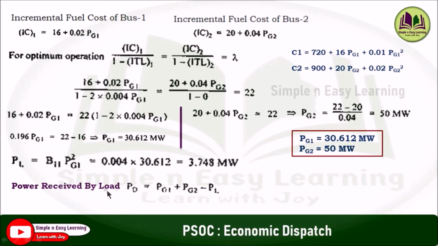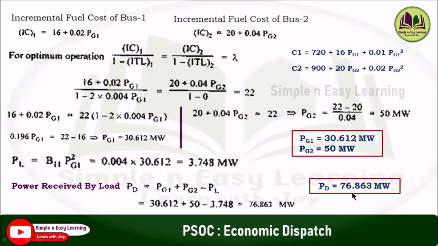Now the power received by load PD is equal to PG1 plus PG2 minus PL, the generation minus the loss. So 30.612 plus 50 minus 3.748 gives 76.863 megawatt. So the power received by the load PD is equal to 76.863 megawatt. This is how we solve this problem, considering the losses and using the optimum operation condition with the help of incremental cost and incremental transmission losses.